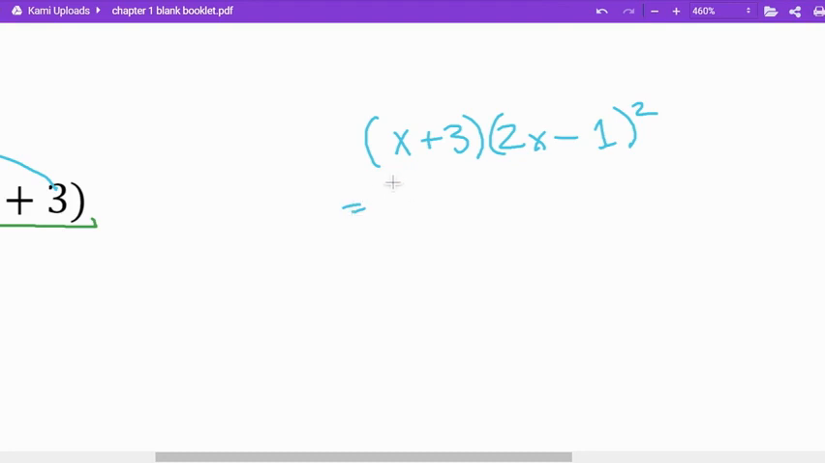So watch this. I'm going to leave the x plus 3 because I'm first going to use SAB, square a binomial, to expand. Try to do that in one step. Square the first term, square the last term.